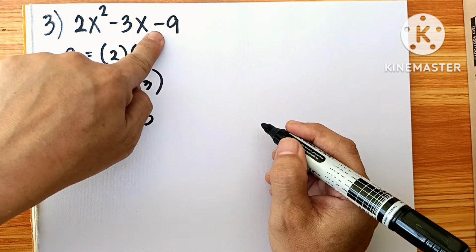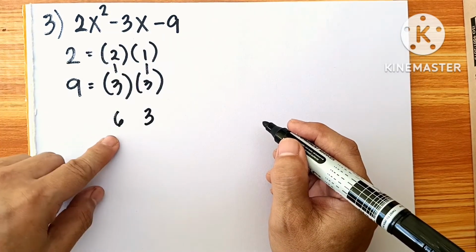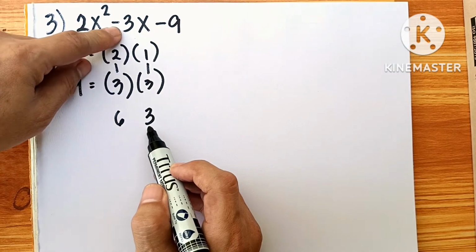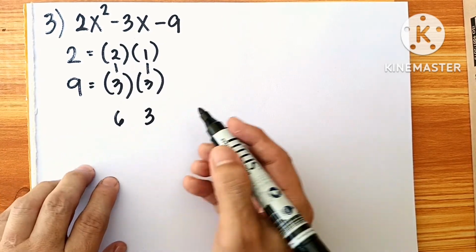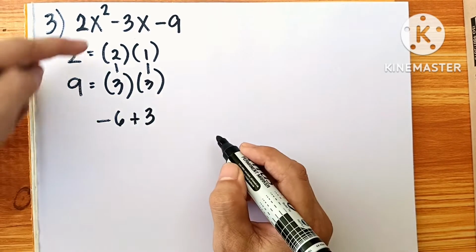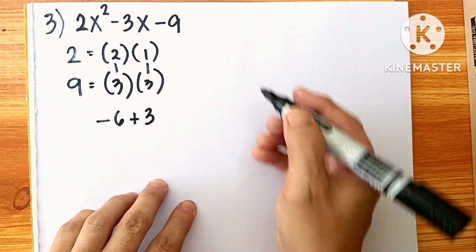Again, our last term is negative. So, we are obliged to subtract these two to get the middle term, which is negative 3, no? So pag sinubtract natin to, we have negative 6 plus 3 will give us negative 3. So we have the right combination, okay?